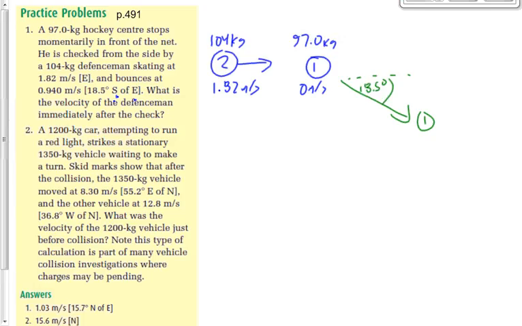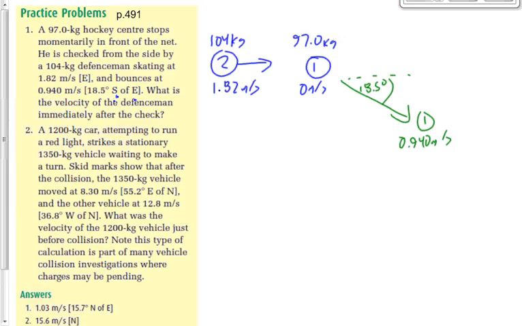South of east, 18.5 degrees south of east, at 0.940 meters per second. Where do you think the other guy is going to go? The defenseman who checked him in the first place. Tyler, where do you think he's going to go? What's your best guess? We don't know for sure exactly where he goes, right? But we can take a pretty good guess, a pretty good estimate.